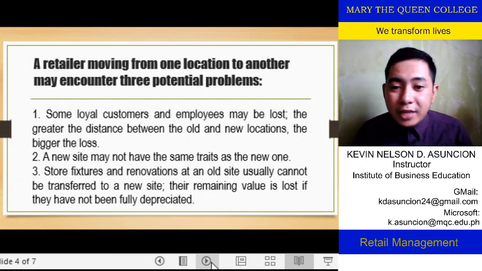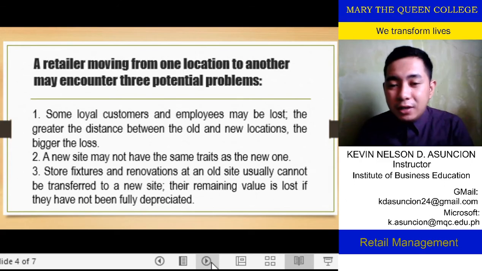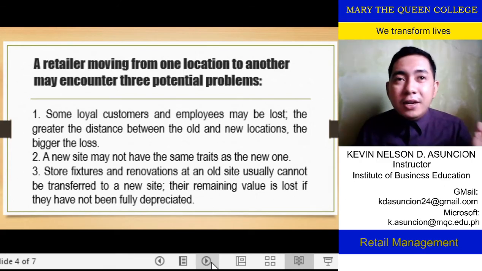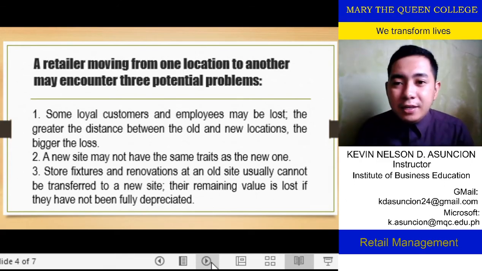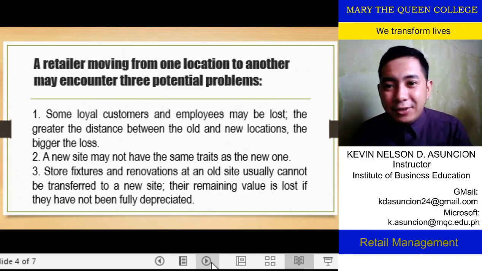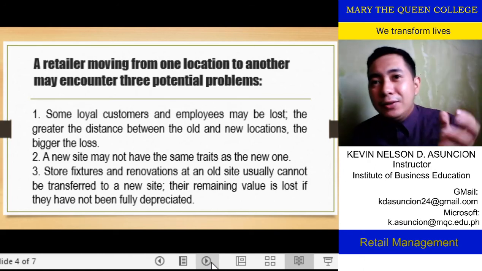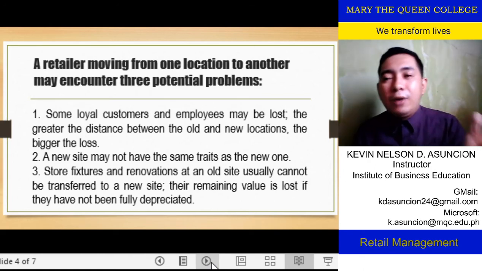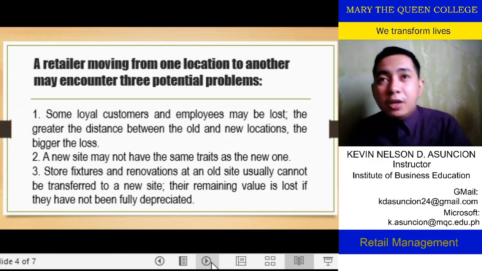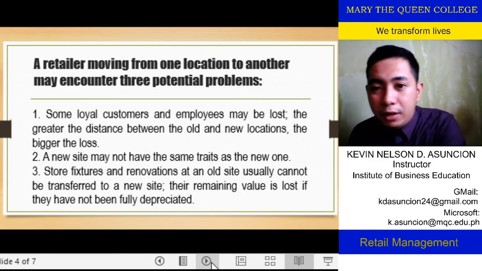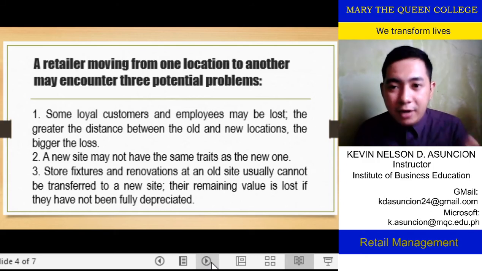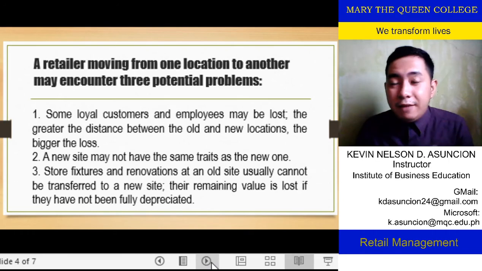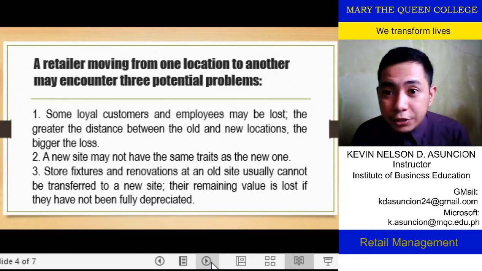Second, a new site may not have the same traits as the old one. Aside from losing them territorially and geographically, their demographics may not be the same, especially on the economic side. Say you put up a store in Guagua, and suddenly it failed, and you move from Guagua to Lubao, and they have different demographics. Though at the very least they're still in Pampanga, they have different economic situations.